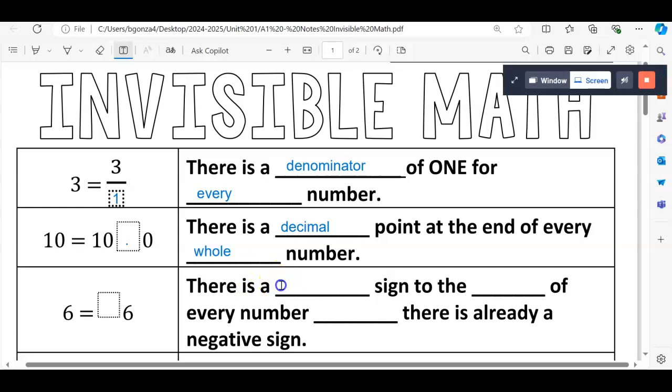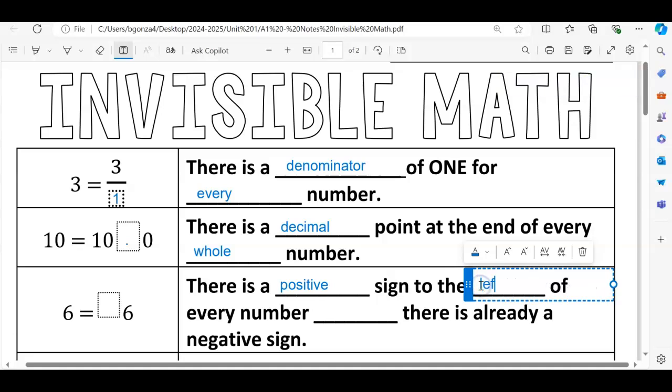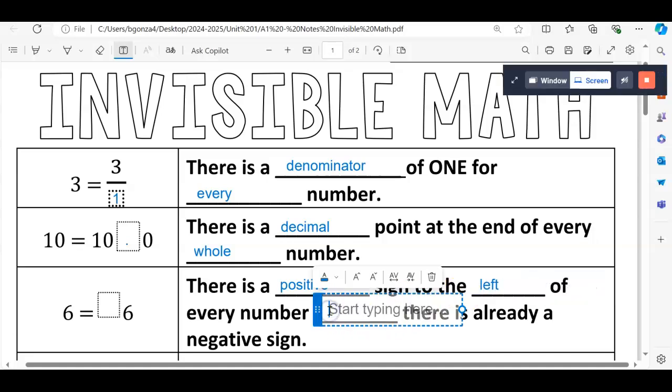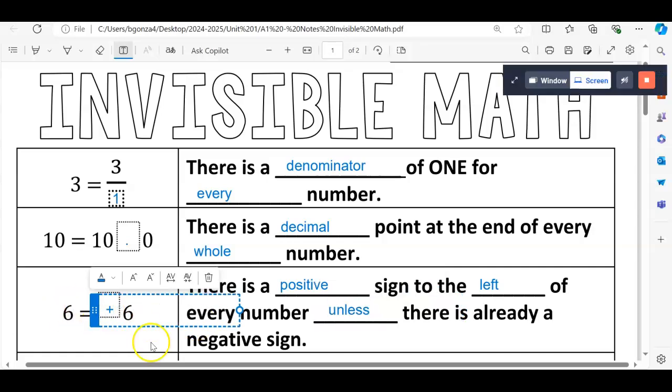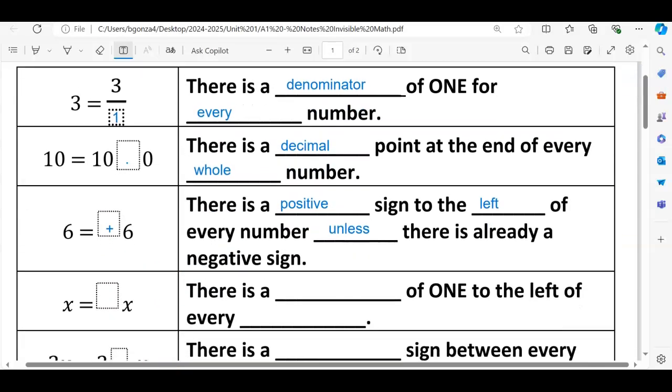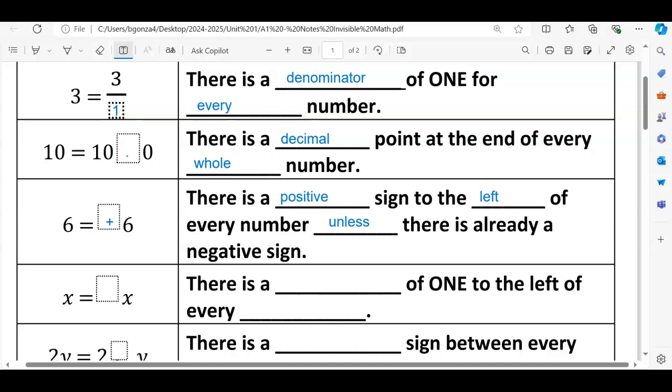There is a positive sign to the left of every number, unless there's already a negative sign. Just like a regular 6 really means plus sign 6. But do we always write the plus sign? No, we don't. It's invisible math. So again, all this stuff is implied. It's supposed to be there, but we're not going to write it every single time because it can get out of hand. You could always be putting pluses and 0.0s and too much.